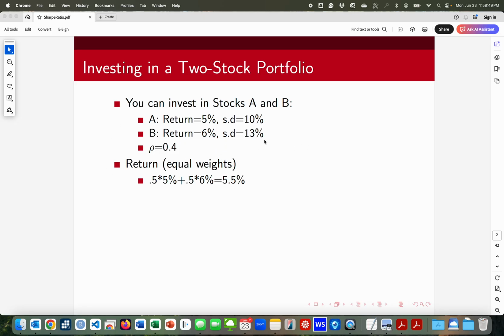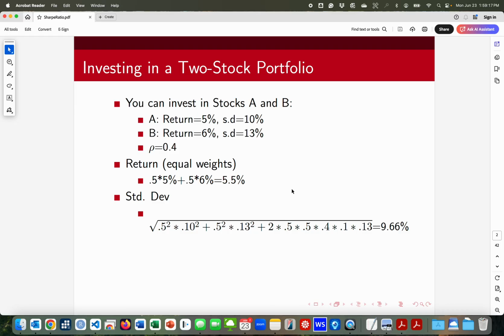If we assume equal weights, so we put 50% in A, 50% in B, the return is just going to be the average of the 5 and the 6%, so we're going to get 5.5%. So this is the weight, 0.5, multiplied by the return for A, plus the weight, 0.5, multiplied by the return for B. If you average the 5 and the 6, we get 5.5%.